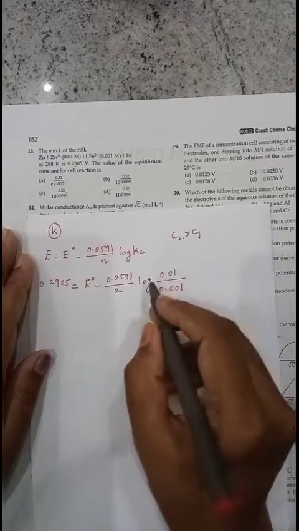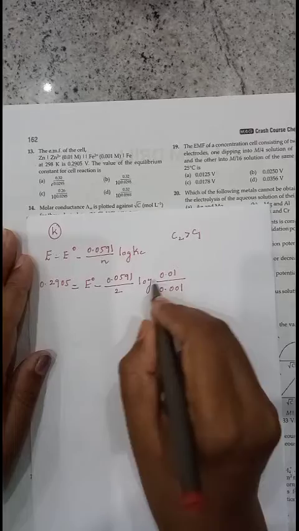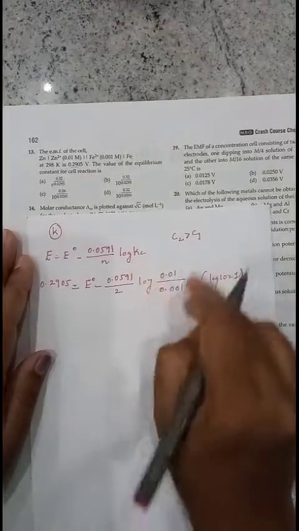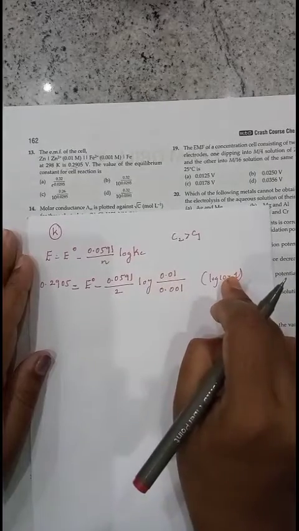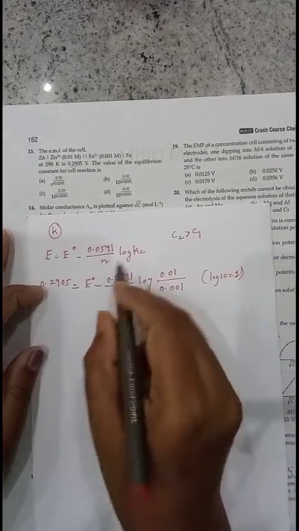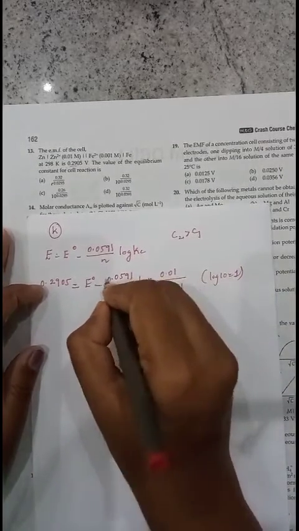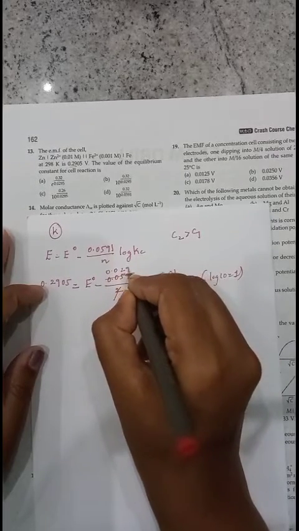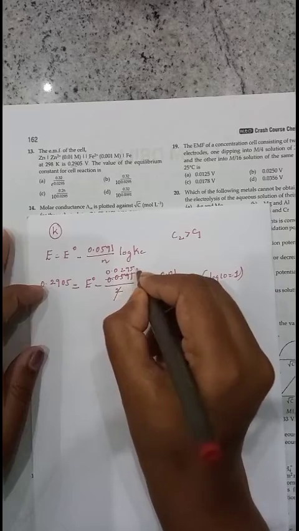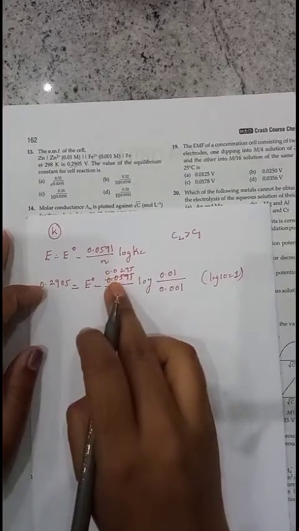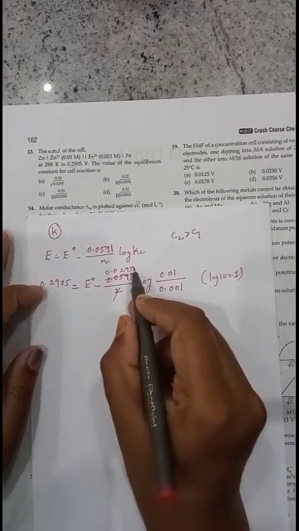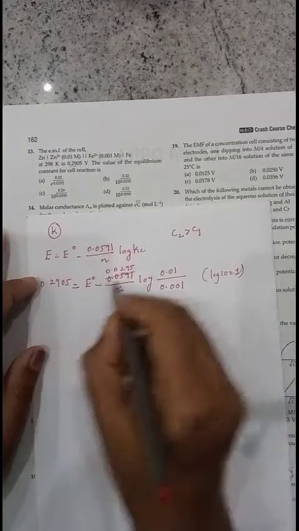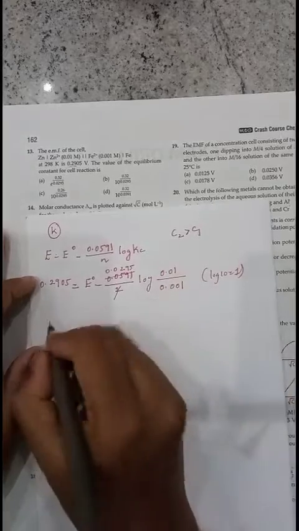Then it becomes log 10. Log 10 value is equal to 1. Then when you divide 0.0591 by 2, you will get 0.0295 something. Understand? Into 1, since log 10 is nothing but 1.